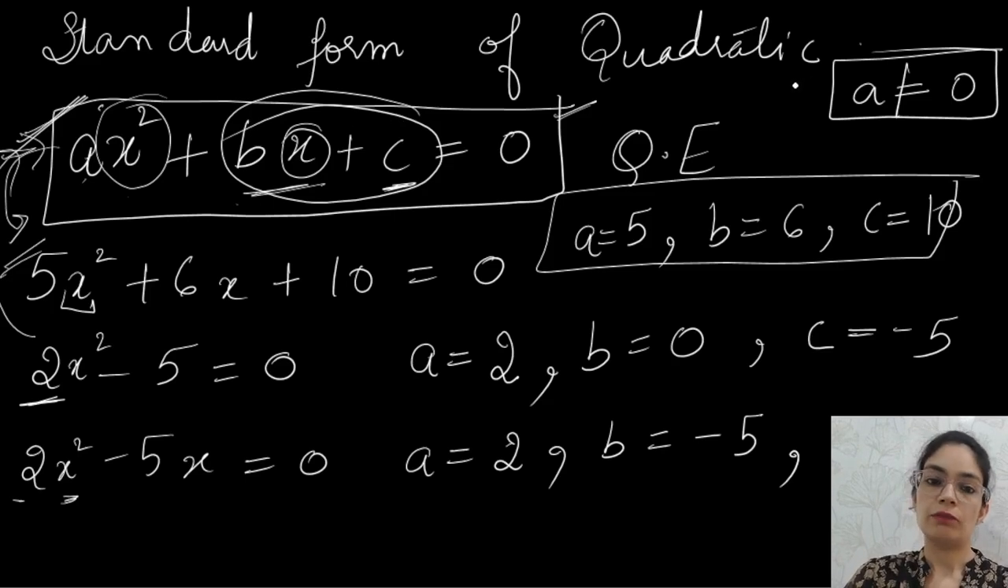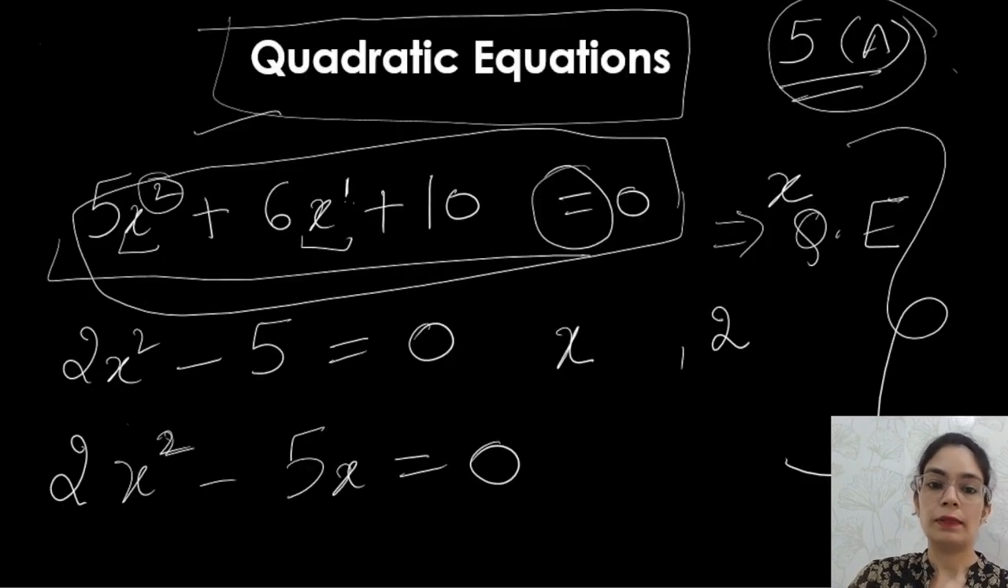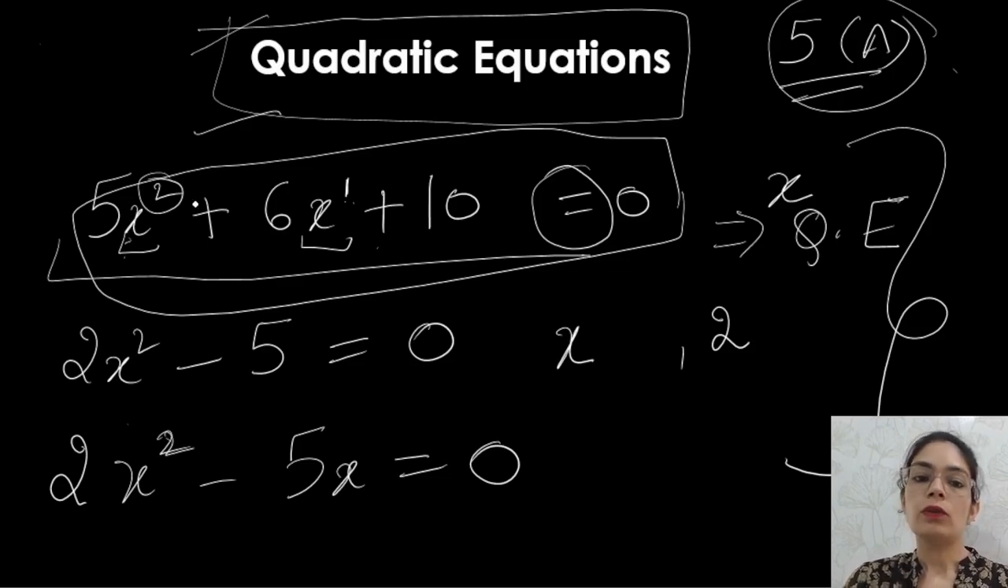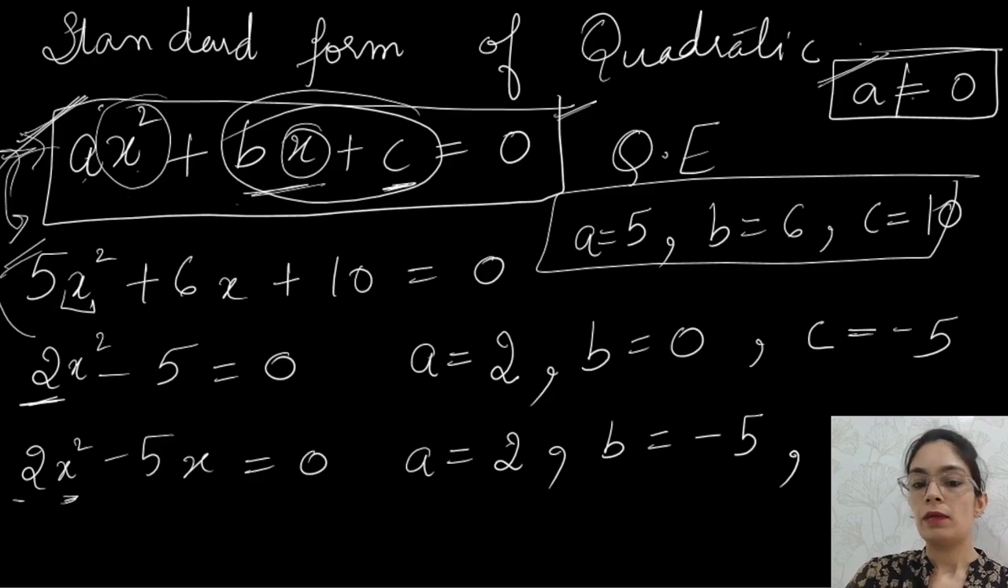Okay, so we have to remember this is a very important thing. The highest degree of the variable should not be equal to 0. So once again I'll just repeat. The quadratic equation is that equation in which the highest degree of the variable should be 2, and the variable can be any alphabet a, b, c, d, any alphabet from the English language. Then a cannot be equal to 0, b and c can be equal to 0.